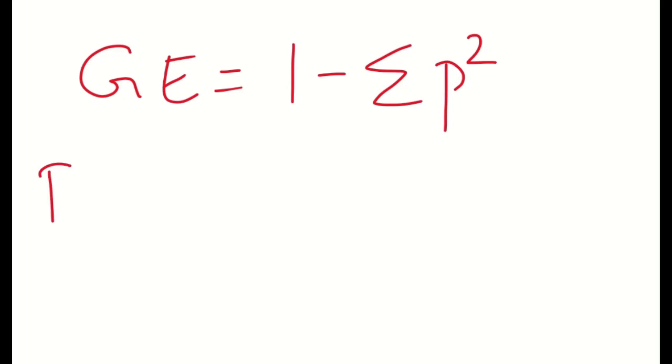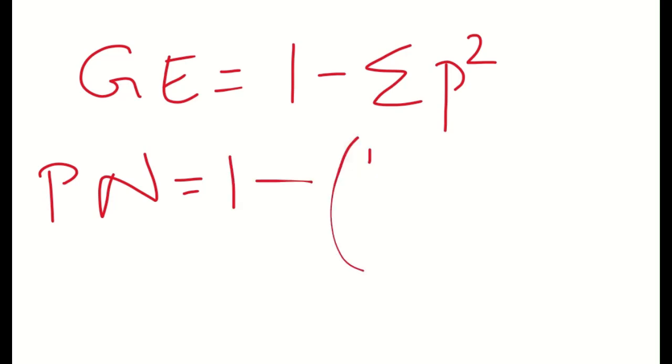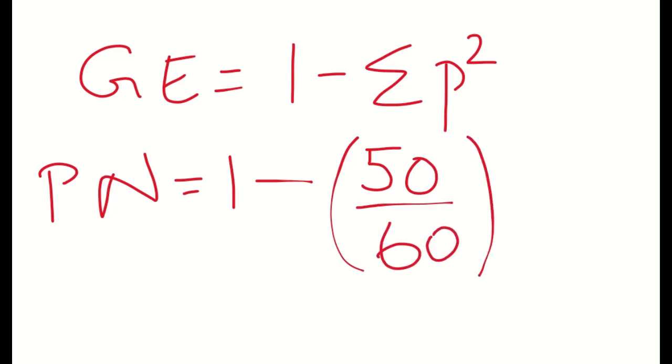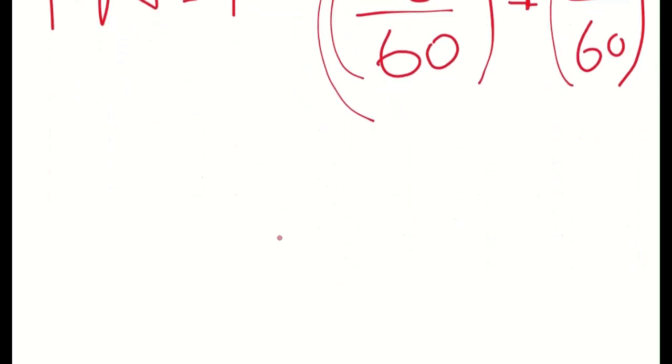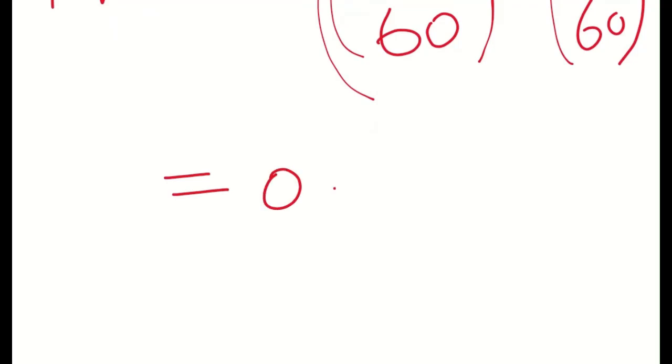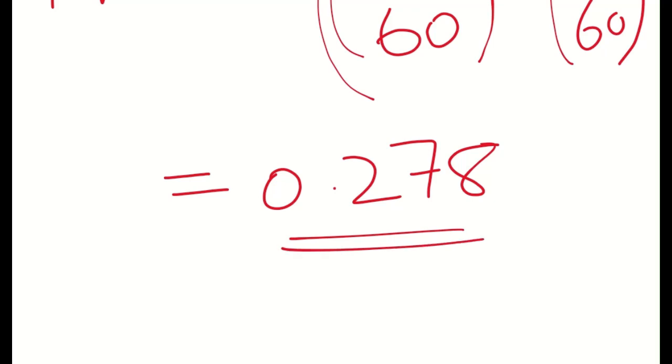Now let's look at the parent node and calculate the Gini index. So it is 1 minus 50 divided by 60 whole square, 60 is the total number of data points that is present in that node, plus 10 divided by 60 whole square. This will give us a value of 0.278. Now this is the Gini index of the node.